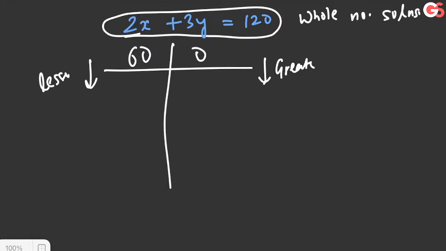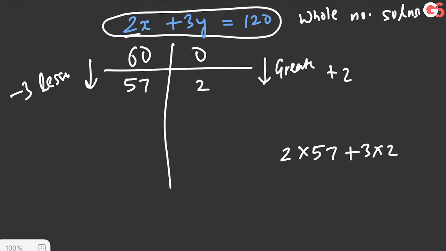Now, the value of y will increase by the coefficient of x, that is 2. And the value of x will decrease by the coefficient of y, that is 3. All right, so let's see that. If I increase 0 by 2, I get 2 here, and you get 57. 57 and 2. Is that actually a solution? Let's verify it. 2x, 2 into 57, plus 3 into 2. What do I get? I get 114 plus 6.